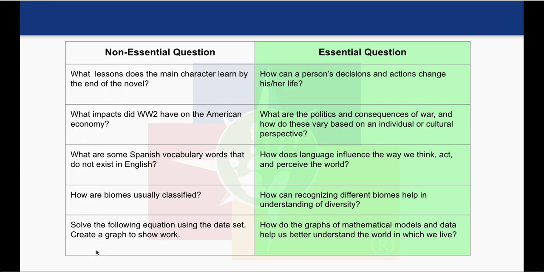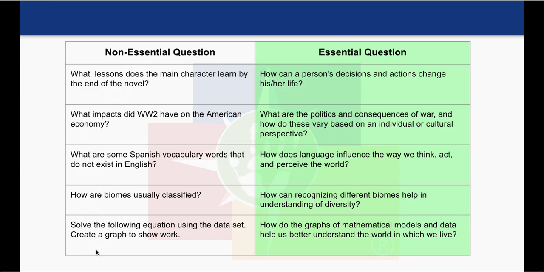Let's practice transforming some non-essential questions into essential ones. As you can see, we have some questions on the right that are in green and on the left that are in the white. The first question says, what lessons does the main character learn by the end of the novel? This is a question that might come up in an English classroom. We can change this to, how can a person's decisions and actions change his or her life?